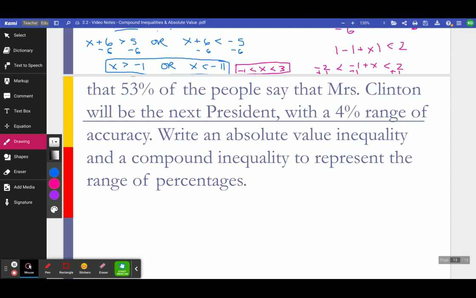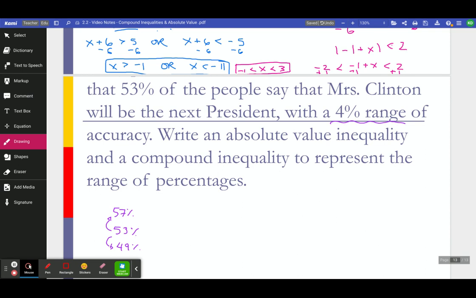So the first thing we might do here is just kind of think, right? If we start at 53% and we have a 4% degree of accuracy, that means it can go 4% up. So that would be 57%, or it can go 4% down, which would be 49%. Okay, so that's just kind of thinking, what does a 4% range mean, right? From there, we can make a compound inequality.